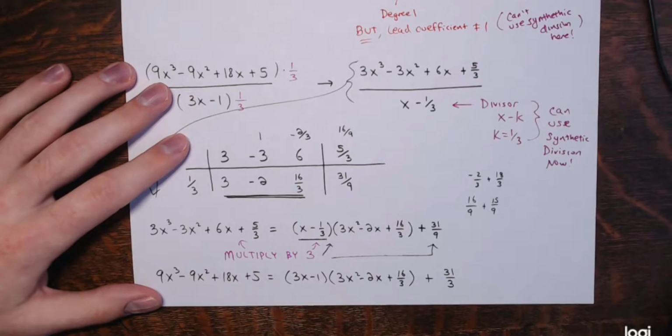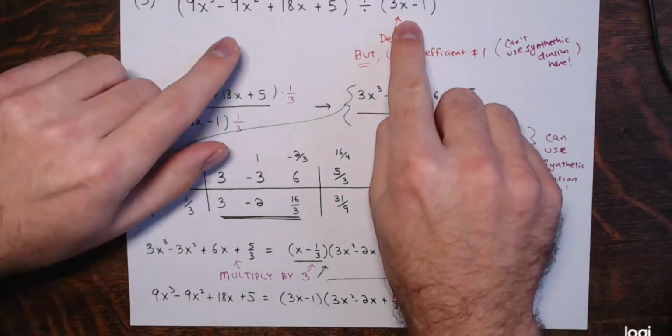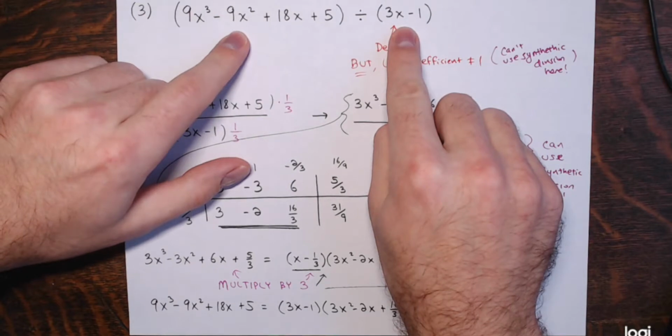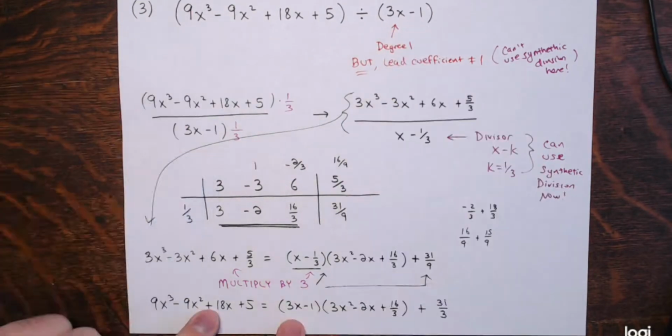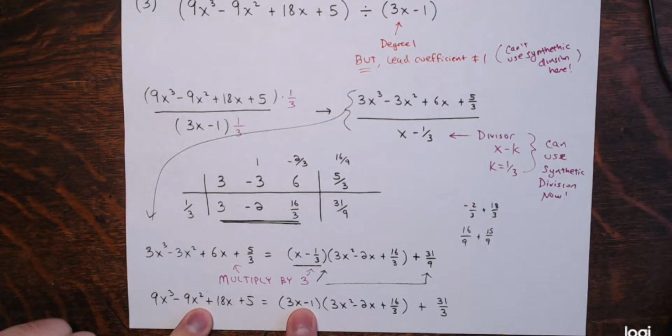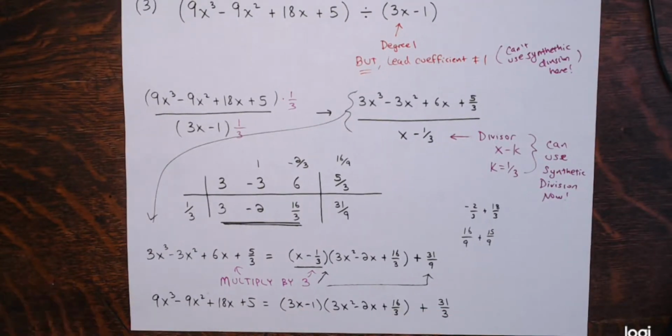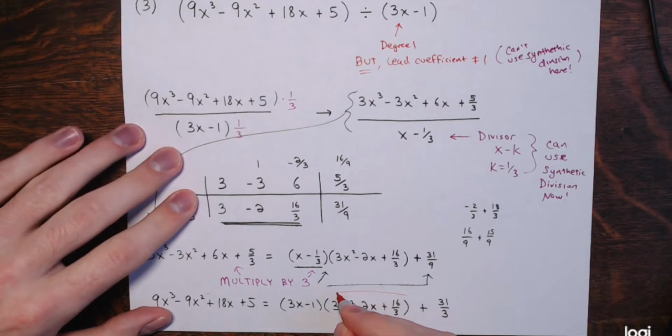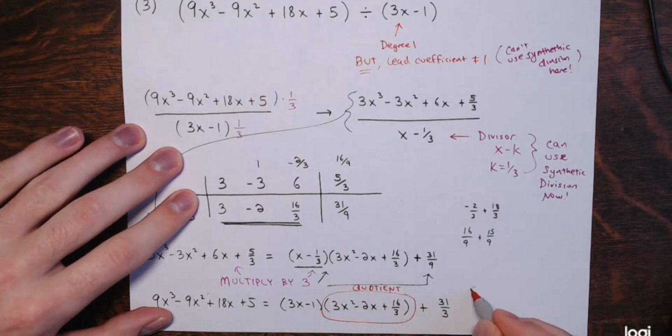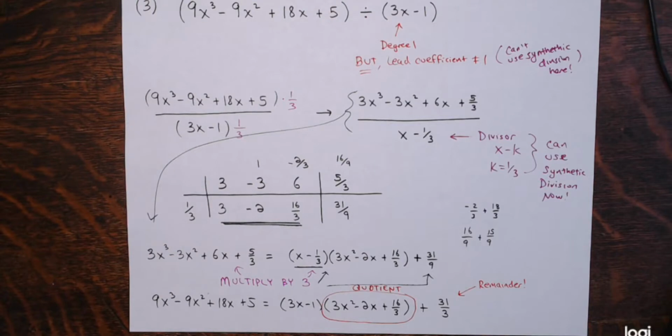Okay, so the original dividend and the original divisor are now here. Original dividend, original divisor, and now we have our quotient and remainder. The quotient's still the same, it's 3x squared minus 2x plus 16/3, but the remainder got multiplied by 3. But yeah, you've got to be careful though with fractions.